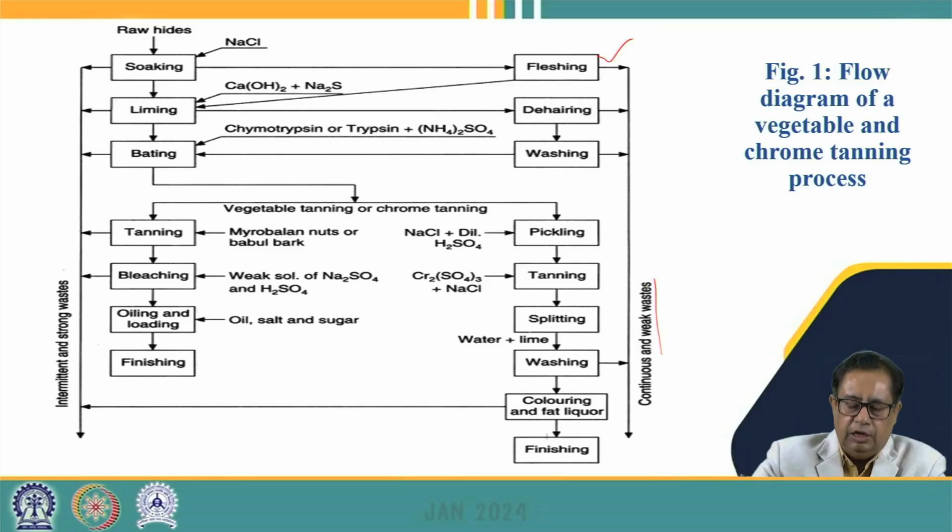After the fleshing, we can take it to a liming process where we add lime as well as sodium sulfite to it, so that the hairs, the proteins, and the resistance, or basically the opening of the collagen fibers, may happen. Then it may result again in a strong and intermittent waste. From the liming process we can take it to the dehairing process.